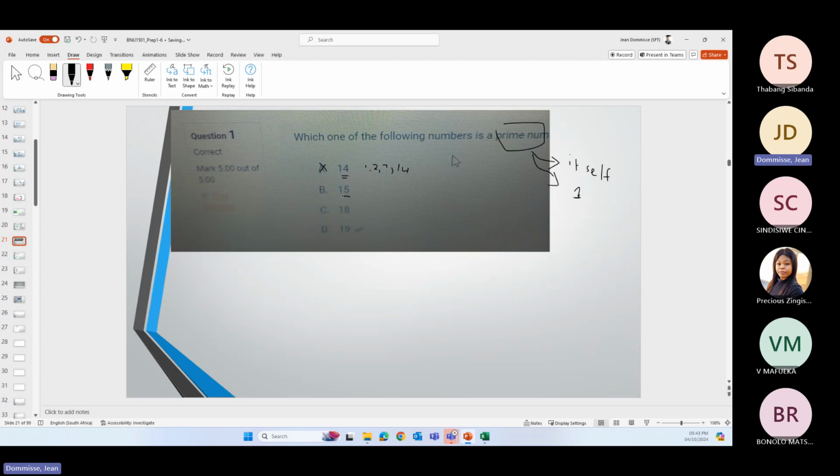If we look at 15, 3 can go in there. 3 goes into that 5 times. So we can also see that's not a prime number. 18, so 1 goes in there, 2 can go in there. So it is 2 and 9, 1 and 18. So already we can see it's not a prime number, but also I think 3 goes in there, 6 goes in there. So again, we can see.